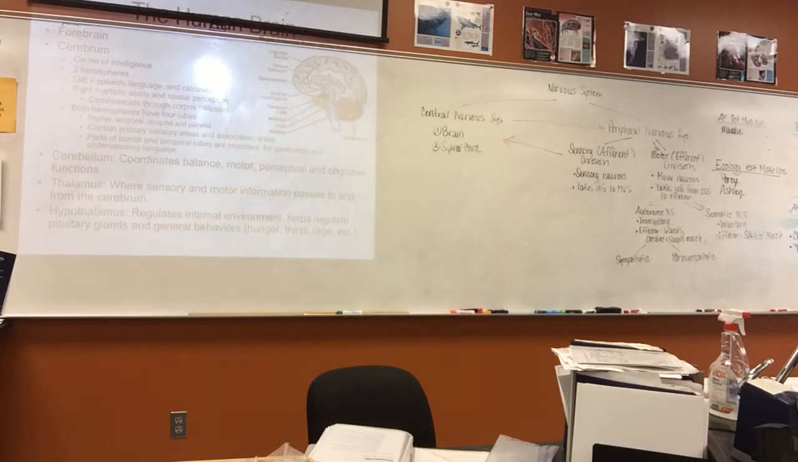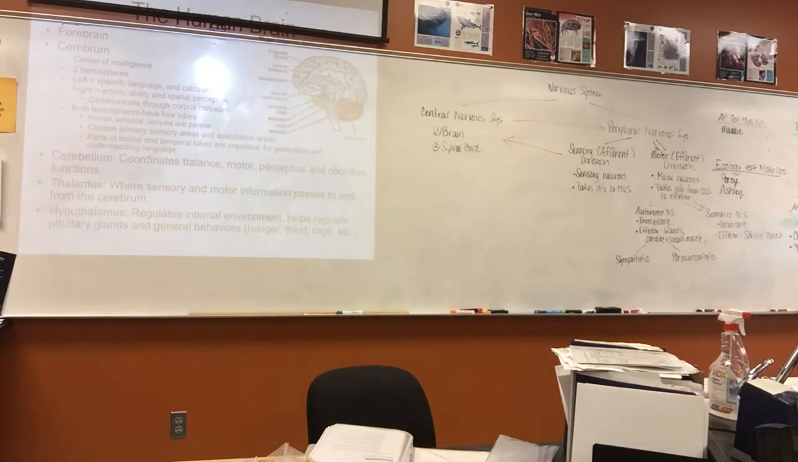The thalamus, where sensory and motor information passes to and from the cerebrum. And the hypothalamus helps to regulate internal environment. Regulates what's called the pituitary gland. Different behaviors such as hunger, thirst, and rage.